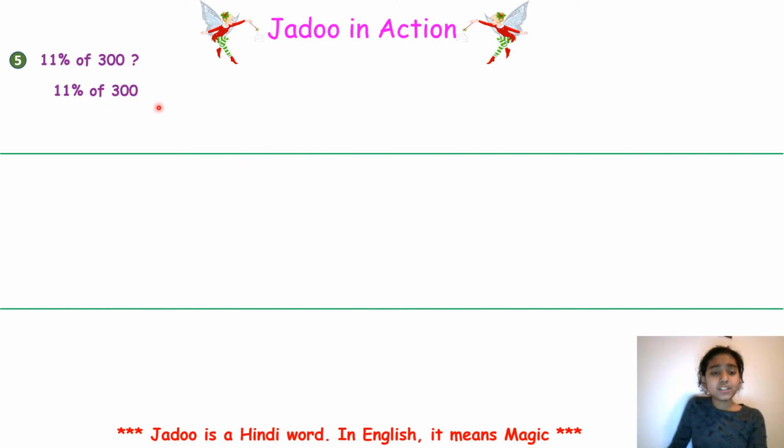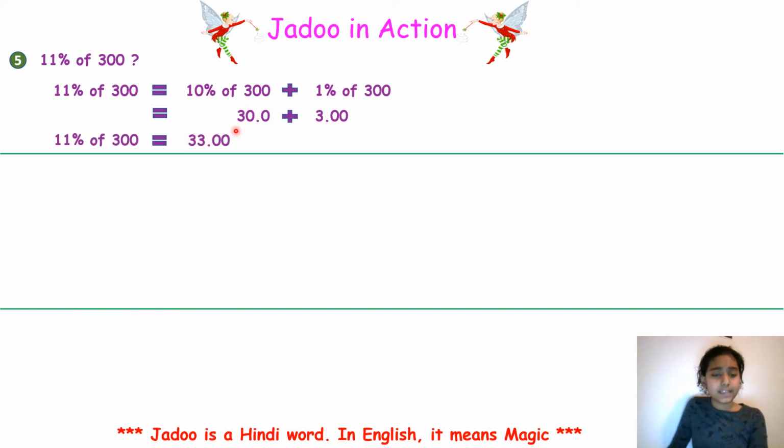As per the trick, I've written it like this. 10% of 300 is 30.0 and 1% of 300 is 3.00. When you add them, you will get 33.00. So 33 is the answer to this question.